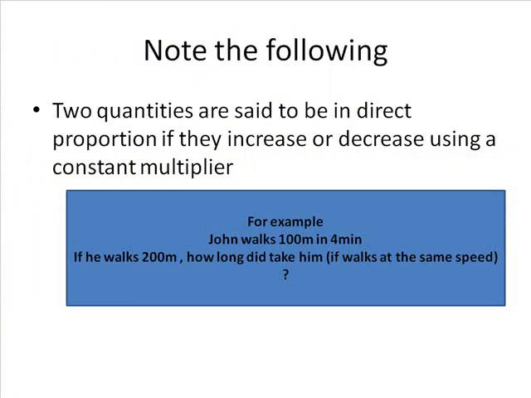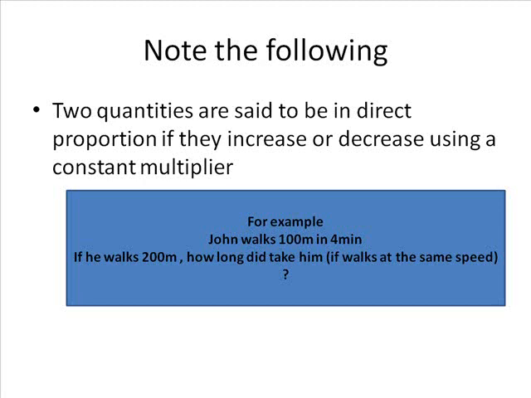Note the following. 2 quantities are said to be in direct proportion if they increase or decrease using a constant multiplier. For example, John walks 100 meters in 4 minutes. If he walks 200 meters, how long did it take him if he walks at the same speed? Of course, the answer for that would be what?